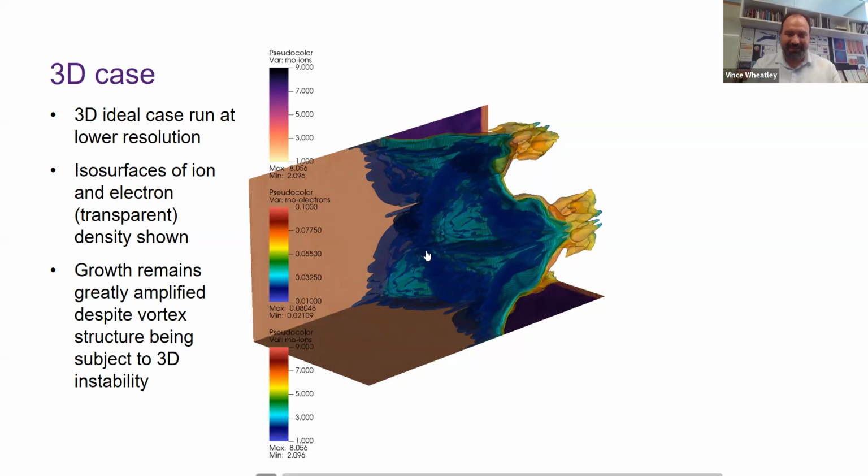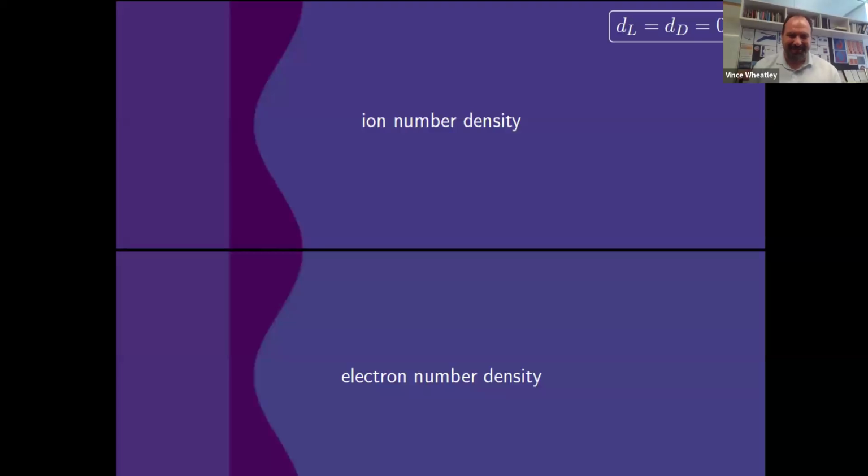Rather than exploring the 3D case further, I now want to return to 2D because it's easier to understand some of these physical effects in a simpler setting. And now I want to look at a more realistic case where we've reduced the plasma length scales by a factor of 10. So these plasmas are now much more tightly coupled together. So once again, visualizing the ion and electron number densities.